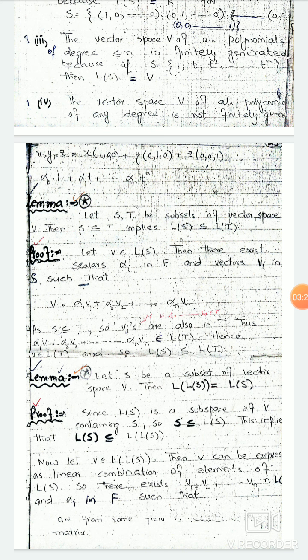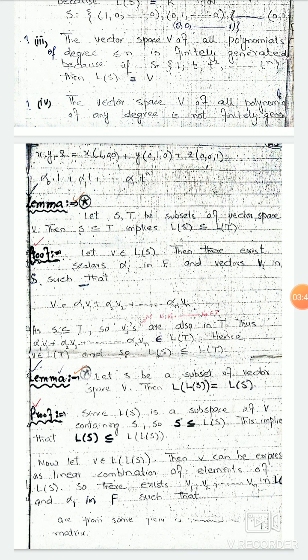Then there exist scalars alpha i in F and vectors Vi in S such that v is equal to alpha 1 V1 plus alpha 2 V2 plus ... plus alpha n Vn. We know that alpha 1, alpha 2, ..., alpha n are the scalars and V1, V2, ..., Vn are the vectors. As S is a subset of T, the Vi's are all elements of S and are also in T. Thus alpha 1 V1 plus alpha 2 V2 plus ... plus alpha n Vn also belongs to Lt.